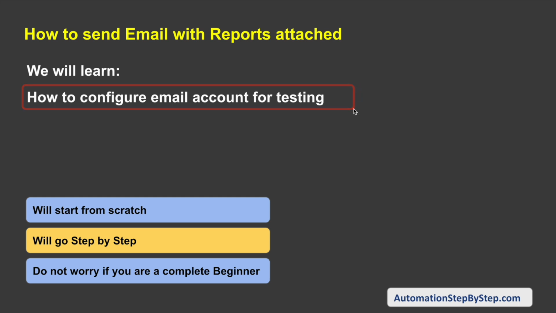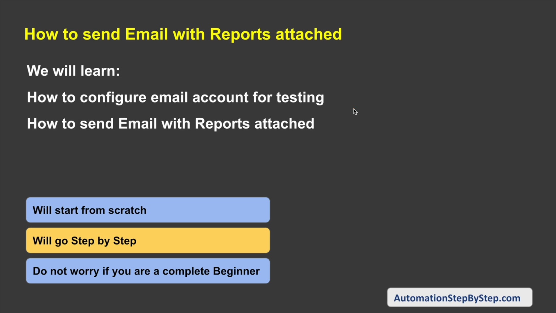We will have to take care of a few things so that if we have to send an email through code using that email account, we are able to do that. And then we will see how we will send email with reports attached. First we will try to send an email, and then we will also attach the report and send the email.